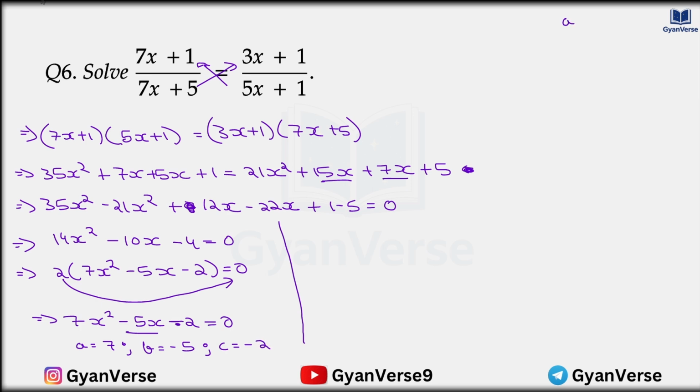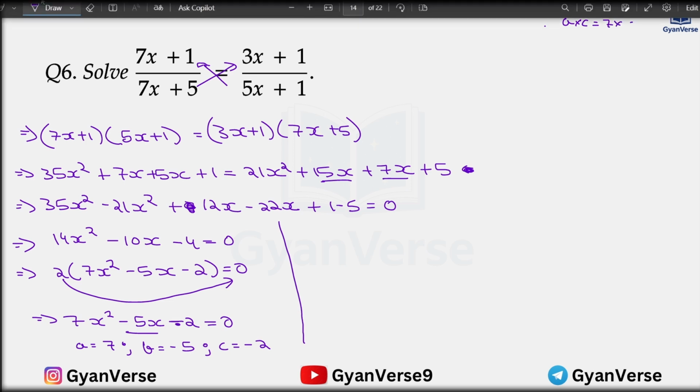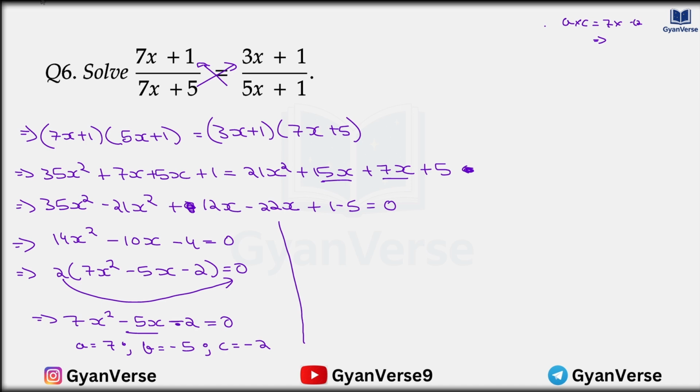Now what you can do is a into c, that is 7 into minus 2, will become minus 14, right? So just ignore the negative sign, use only 14. 2 sevens are 14, 7 ones are 7. You can use it either way: 14 and 1, or you can use 2 and 7. Here I cannot use 14 and 1 because that will not help me split minus 5, because when I add 14 and 1 it will become 15, so I cannot use that.